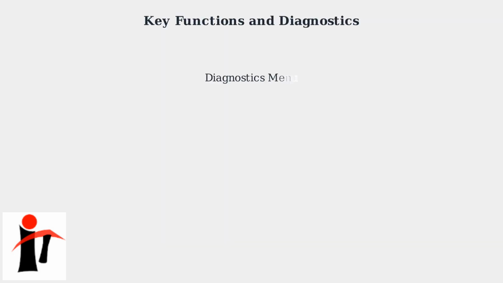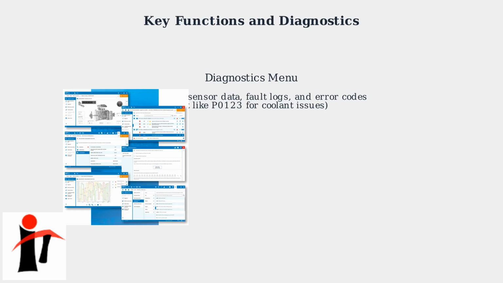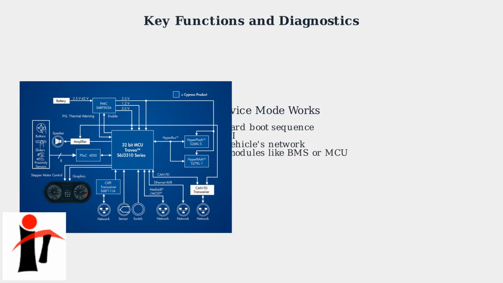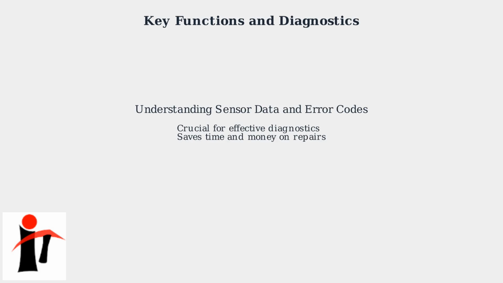Service mode provides core components like the Diagnostics menu, showing live sensor data and fault logs with error codes in DTC format. Advanced settings allow calibration of systems such as steering, suspension, or autopilot sensors. The mode interrupts the standard boot sequence, loading a minimal UI that interfaces with the vehicle's network, pulling data from modules like the battery management system or media control unit. Understanding sensor data and error codes is crucial for effective diagnostics, potentially saving time and money on repairs.